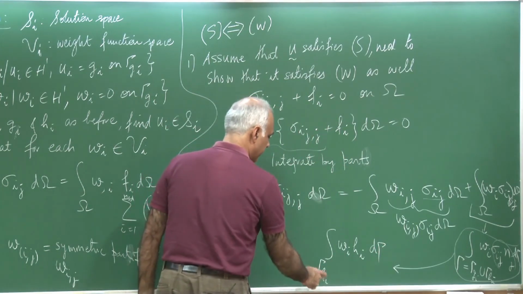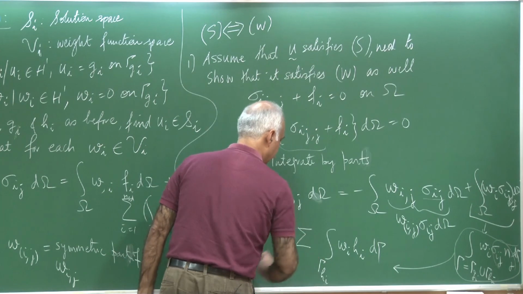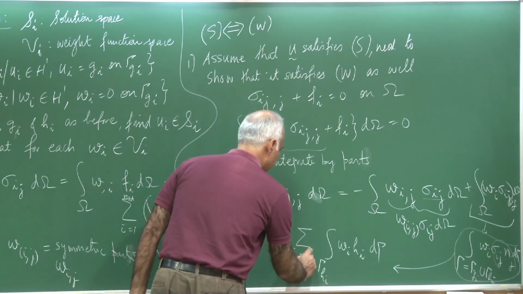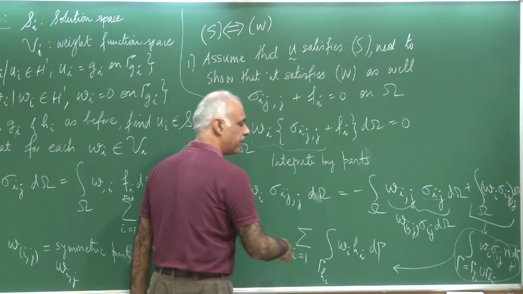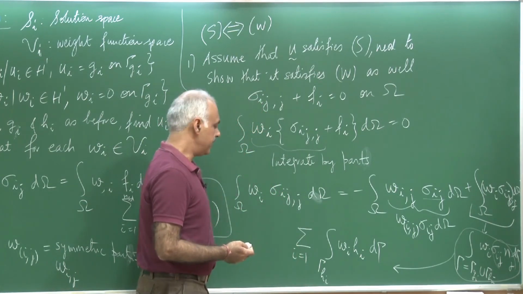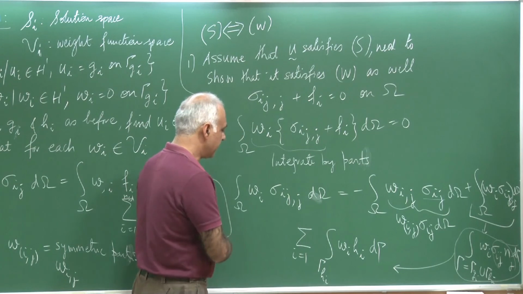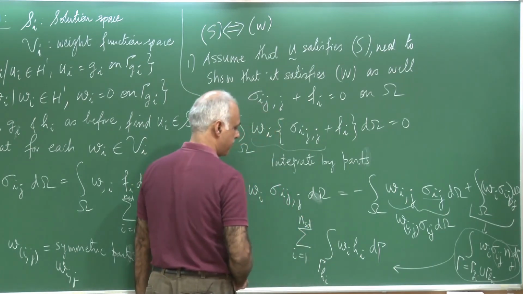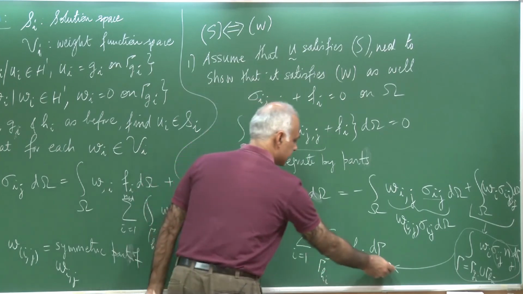But this has to be done with a summation over all indices i. So I should go from 1 to the number of degrees of freedom that I have. In this case, that is the same as the number of spatial dimensions. So this is nsd. Okay, so that's this term.